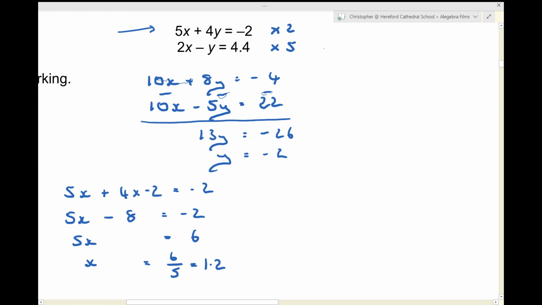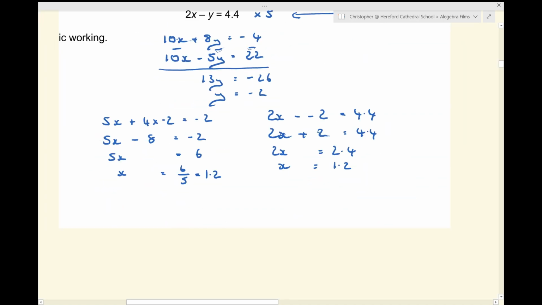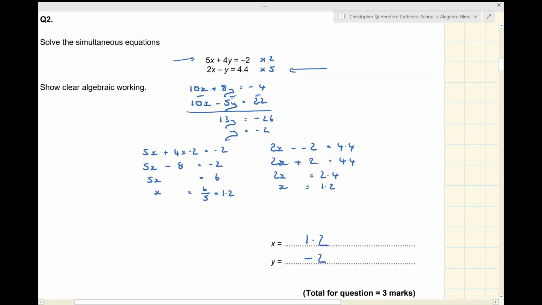Let's substitute now into the second equation. So 2x minus y, which is 2x minus minus 2, because I think y is minus 2. So that's 2x plus 2 equals 4.4. Minus 2 from both sides, 2x equals 2.4, divide by 2, x equals 1.2. Look at that, I've got the same answer for x. So I know my answer now is x equals 1.2 and y equals minus 2.